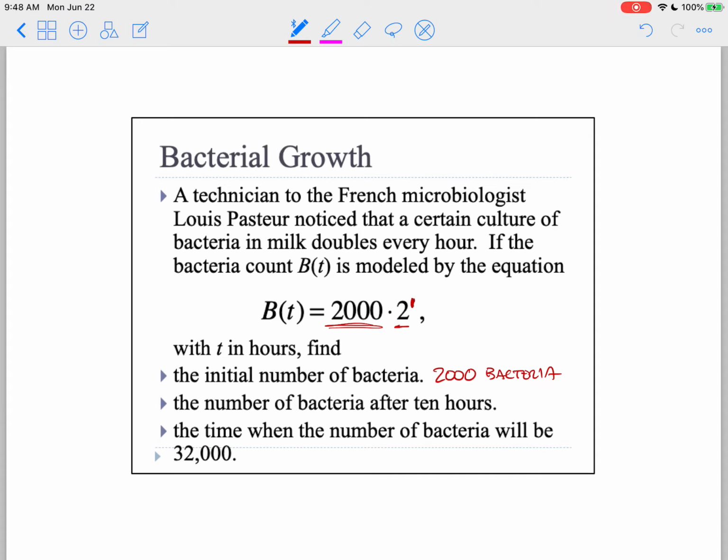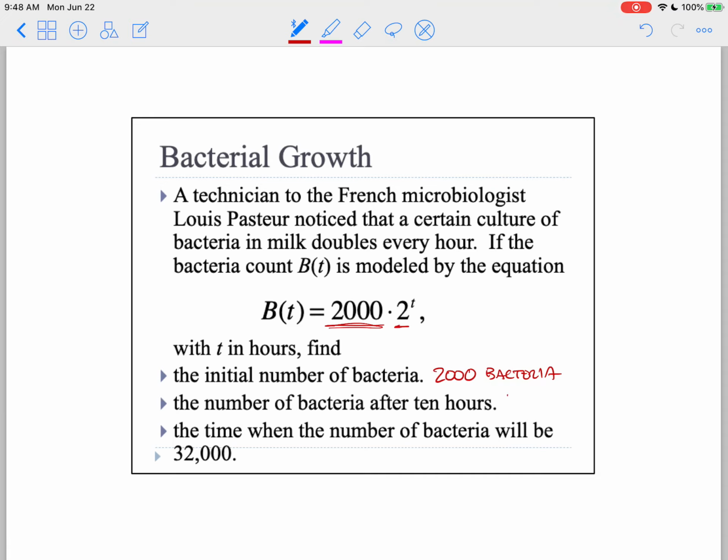And then if I double it again, that's times another 2, which works as an exponent. If I just keep repeatedly multiplying by 2, that's how exponents work. 2 times 2 times 2 is 2 to the third. So after 3 hours, I'm multiplying the initial amount by 8.